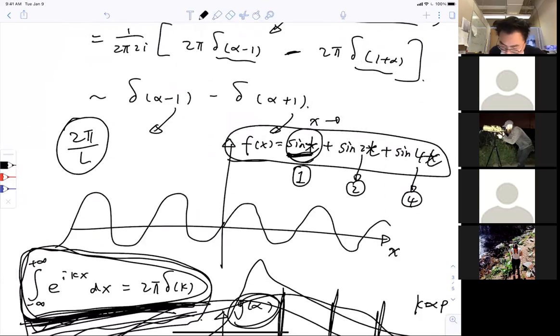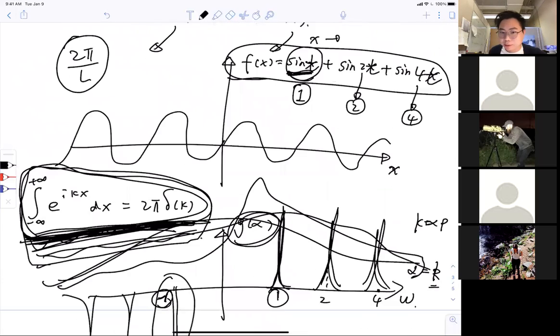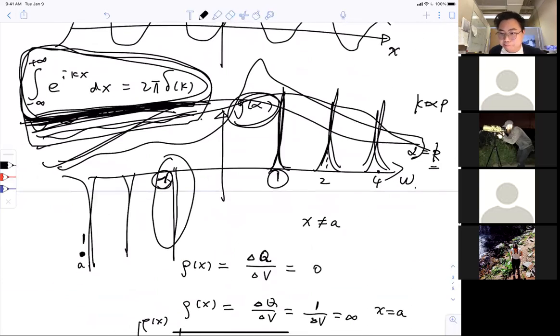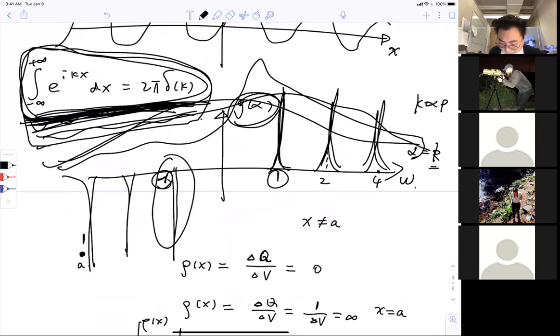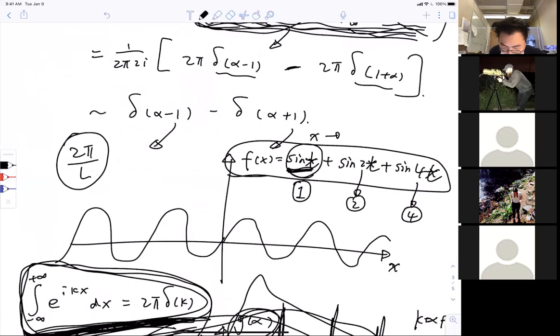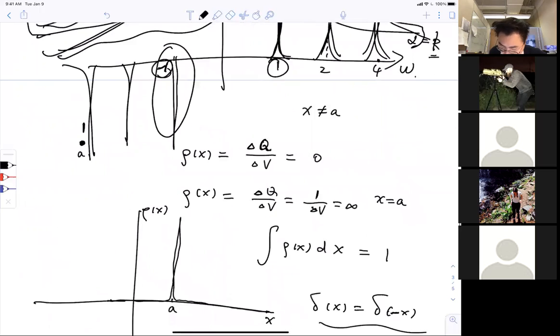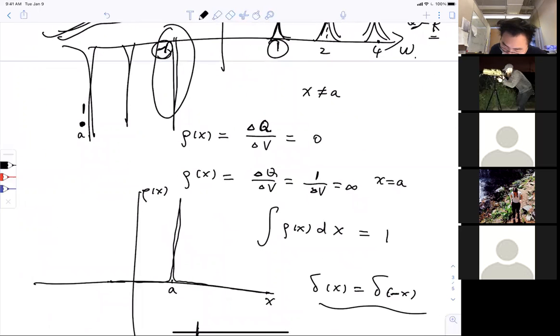That's it. Any question about this part? Sorry, what is delta Q over delta V again? Delta Q, when you talk about the P here. Okay. So delta Q over delta V.